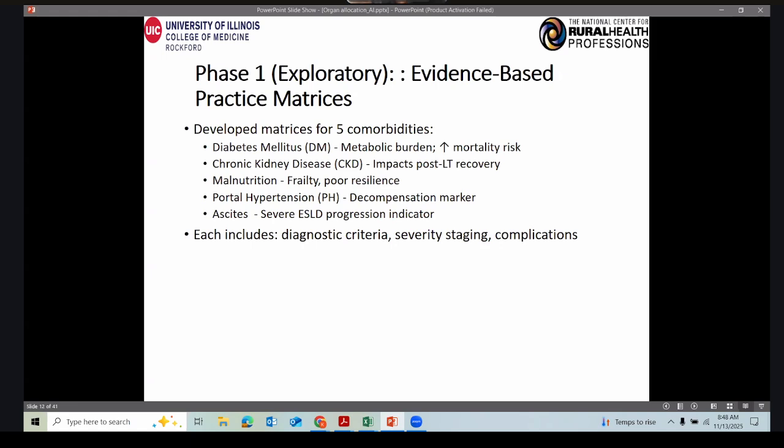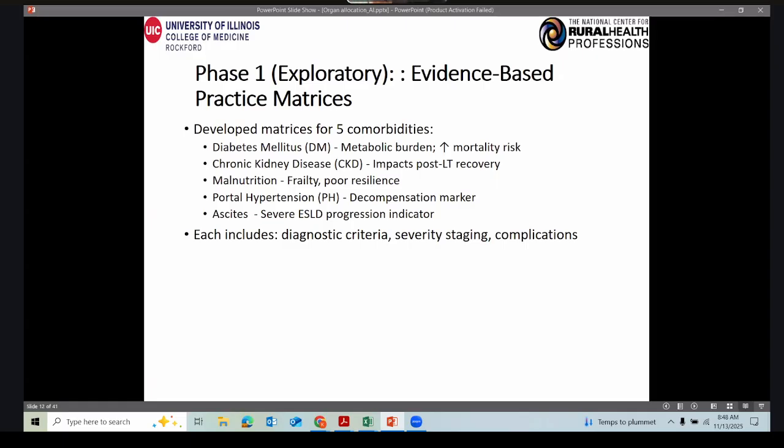When pressure increases, patients are more likely to develop complications, right? Variceal bleeding, ascites, and hepatic encephalopathy. These are signs that the liver is no longer compensating. And finally, we included ascites, which is a direct indicator of severe end-stage liver disease progression. Persistent ascites signals that the disease has advanced significantly, and that medical therapy is no longer sufficient, pushing patients closer to needing transplantation.